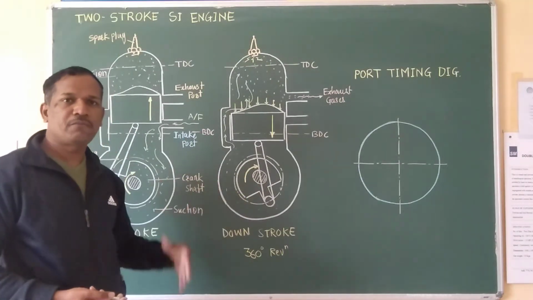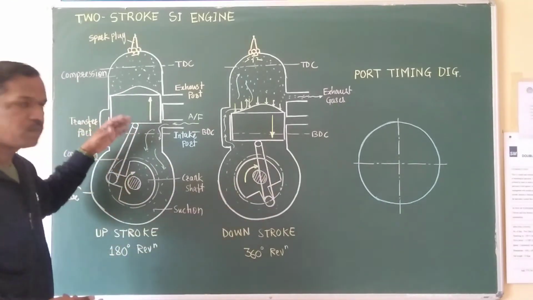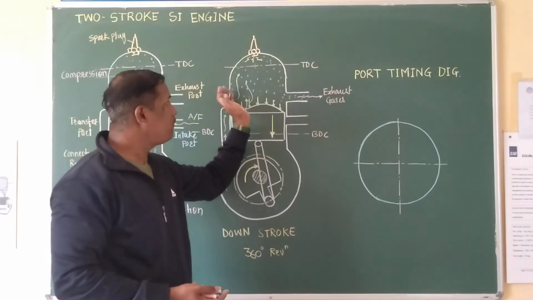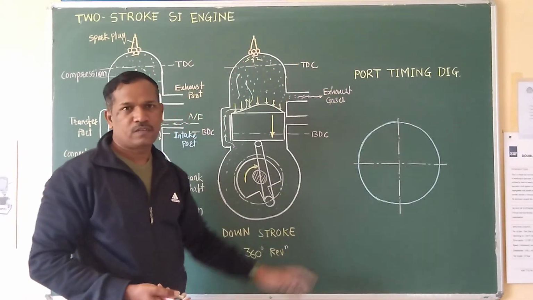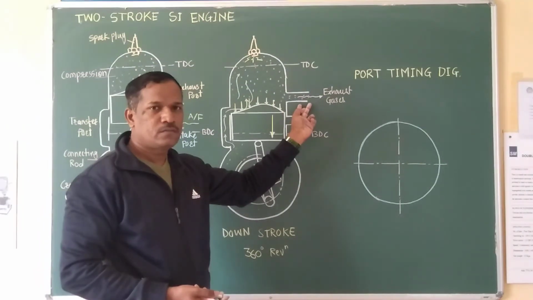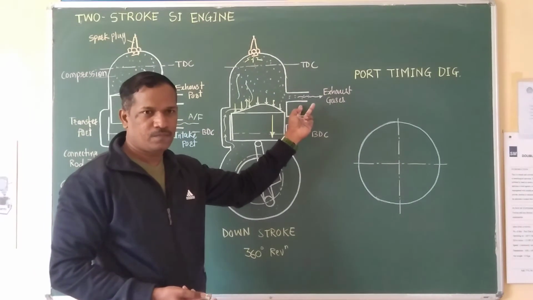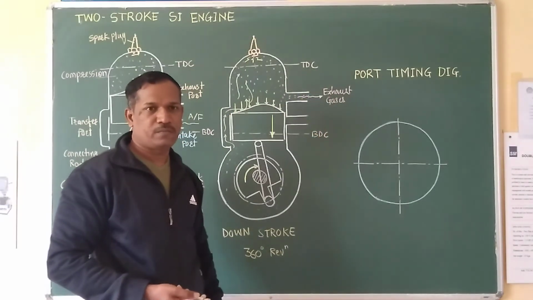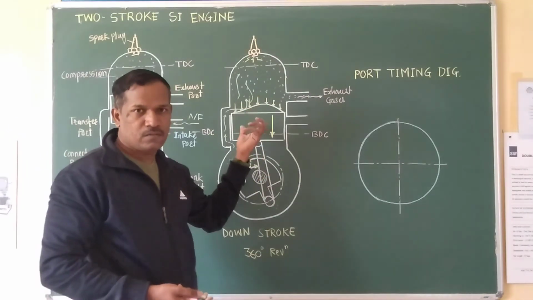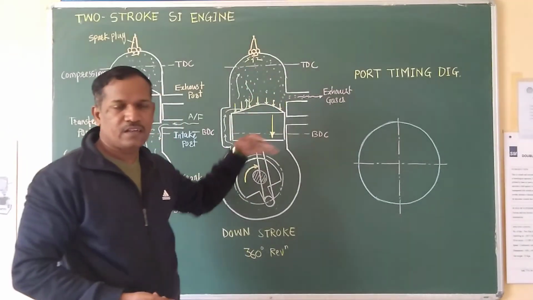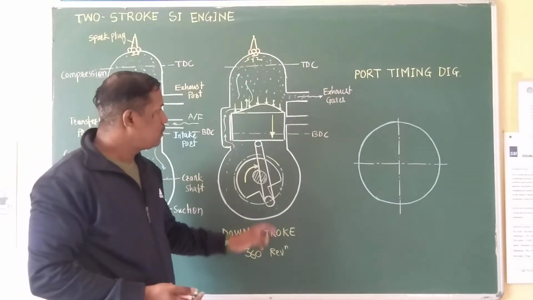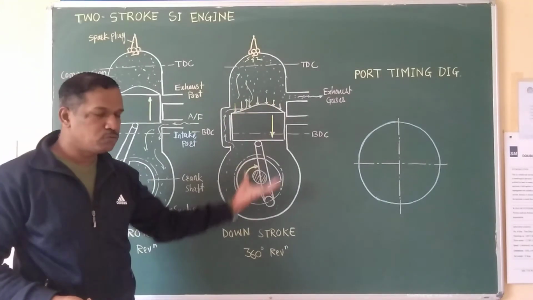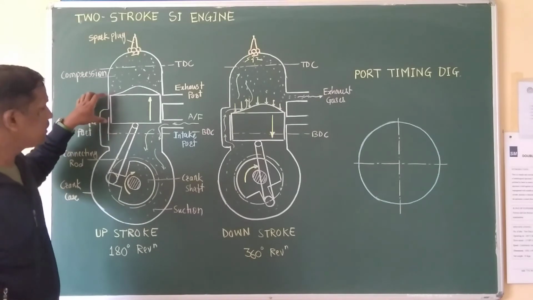Now this will continue till the piston reaches BDC. So on the top side we get a power stroke, secondly exhaust. So this is a downstroke of a two-stroke engine. So it will complete 360 degrees of revolution. So in one complete revolution of a crankshaft, we get one power stroke.